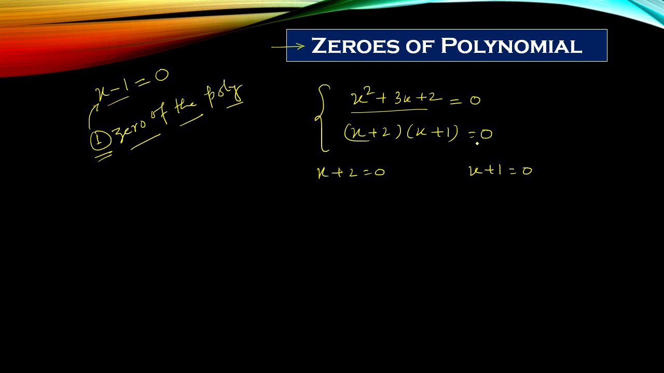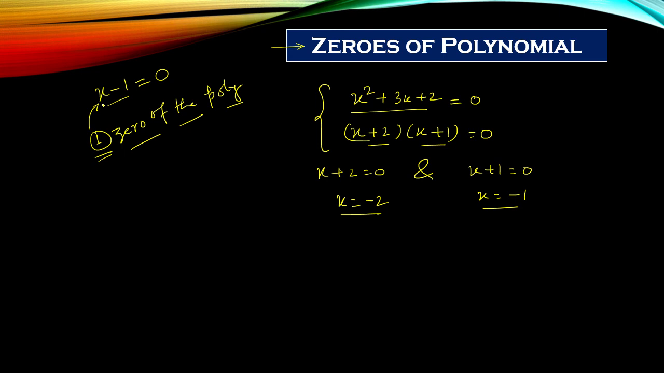That can be created by x plus 2 equal to 0, then the product must be 0, or x plus 1 equal to 0, then the product is 0, or both equal to 0, then the product is 0. So we take both equal to 0 because we are interested in getting both the zeros. We take this one equal to 0 and this one equal to 0, and now we get the results. Finally we get two zeros here, x equal to negative 1 and x equal to negative 2. So negative 2 and negative 1 are the zeros of the polynomial.